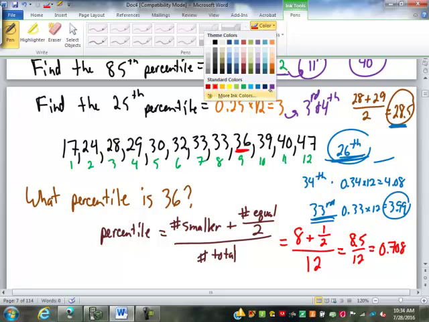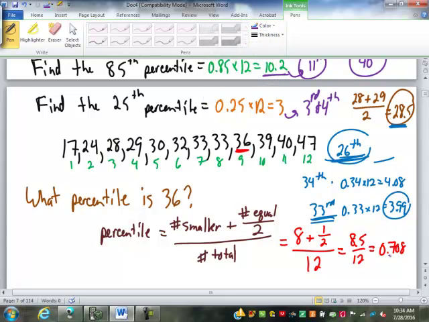Now, first thing I have to do is move the decimal point 2 spots to make it a percent. That'd be 70.8. And I'm going to round it up to the nearest whole percent. So that is the 71st percentile. So the 36 is the 71st percentile.